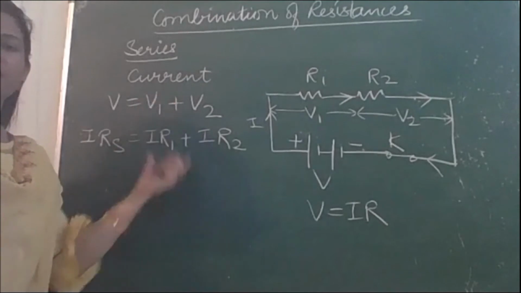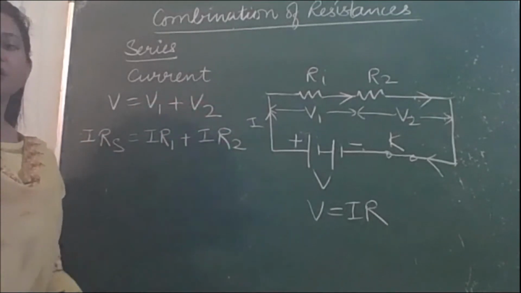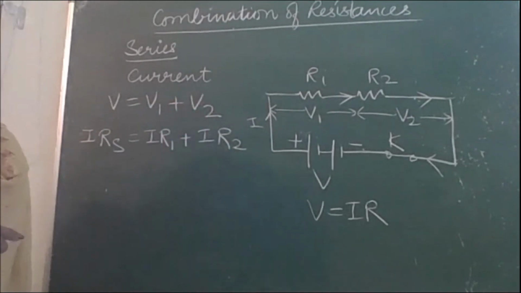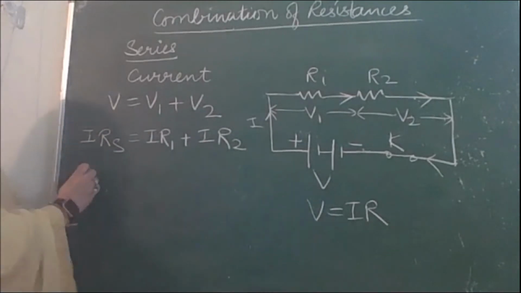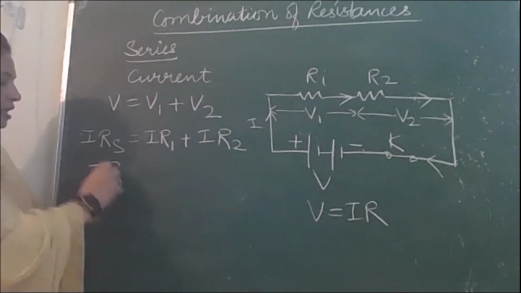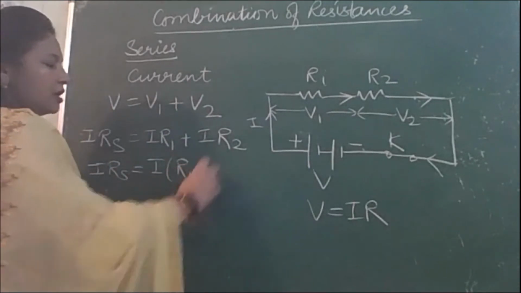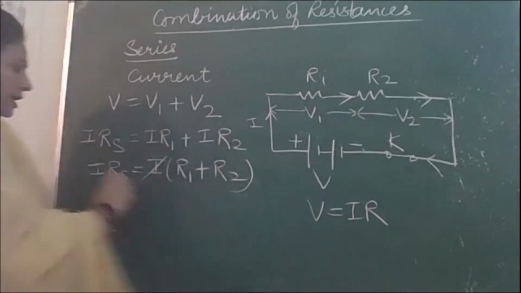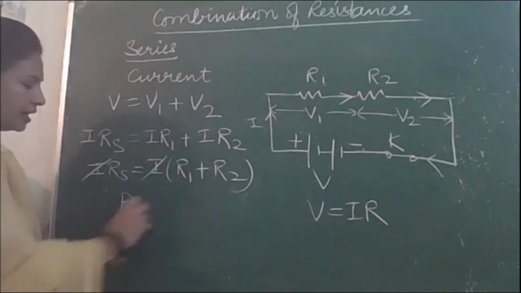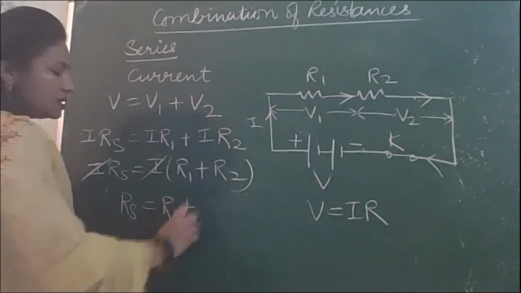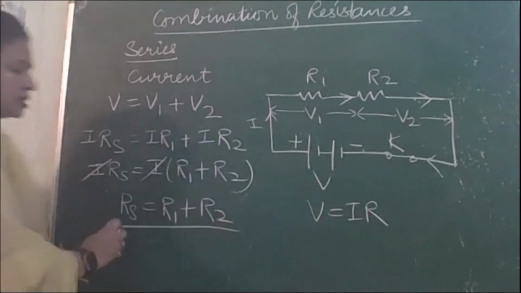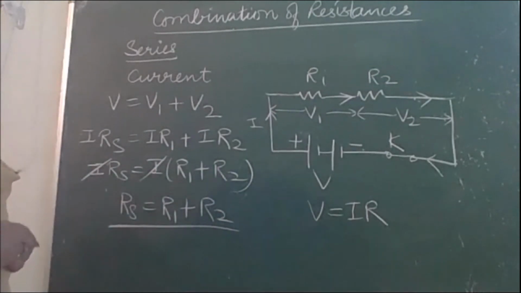Same way I have written V1 also, V2 also. If this step is not clear, you can ask. Okay, so IRS, from here we take I common, R1 plus R2, I gets cancelled and we get equivalent resistance in series combination is the sum of individual resistances.